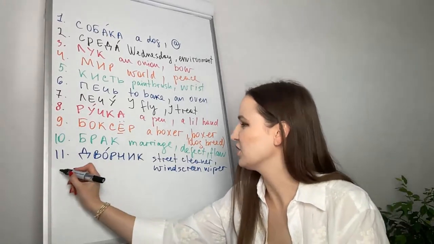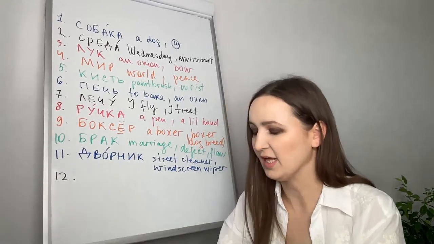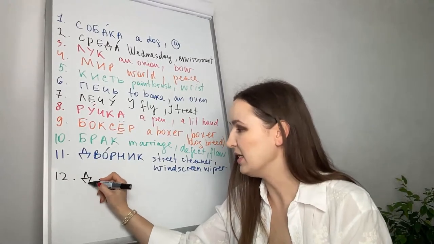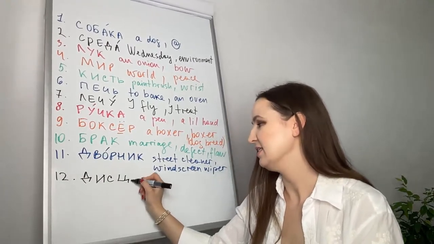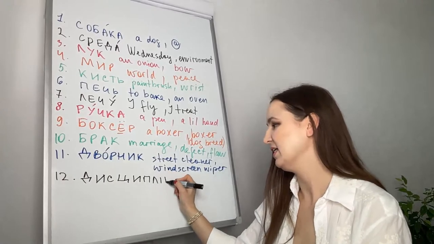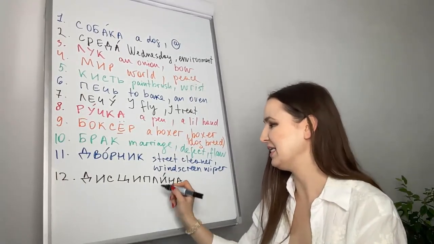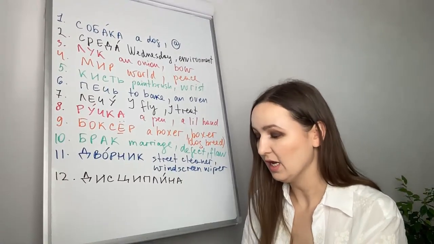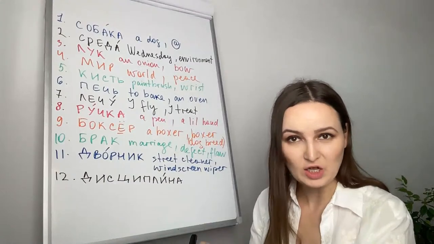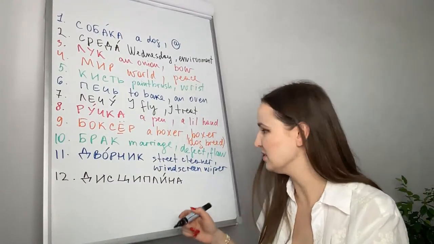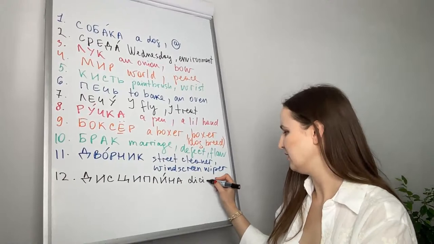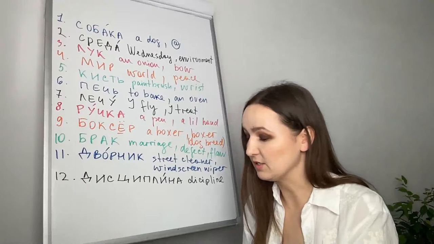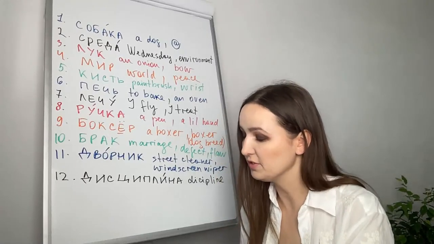Хорошо, дальше. 12 is дисциплина. Дисциплина. Very similar to the English word. And of course, it means discipline, where you have to obey some rules. Or it has another meaning in Russian language, a different meaning.